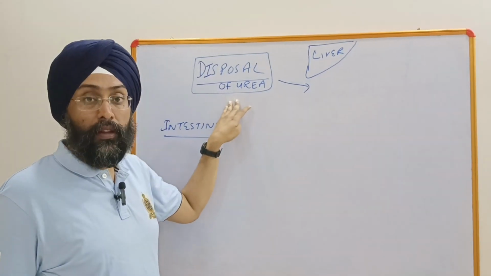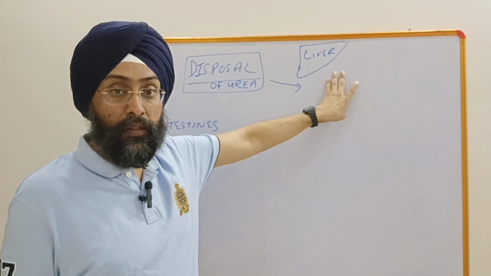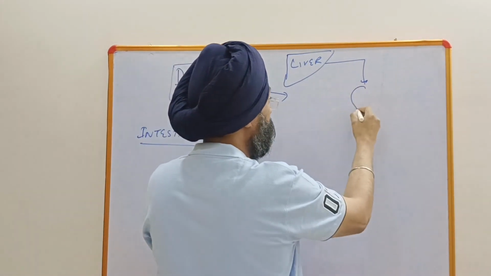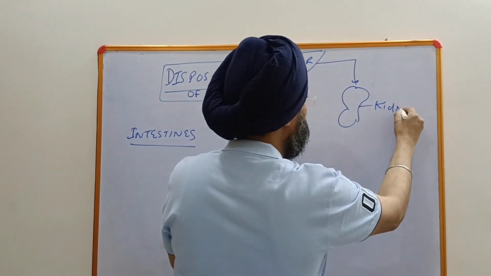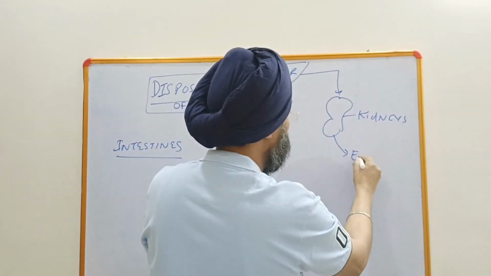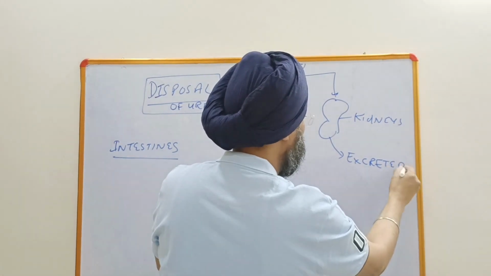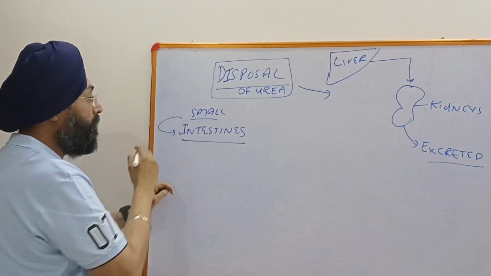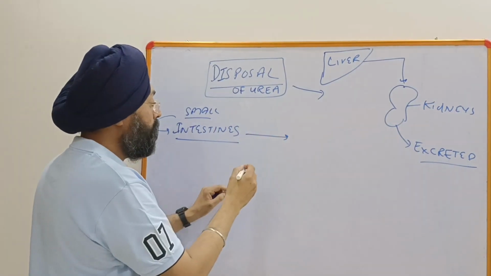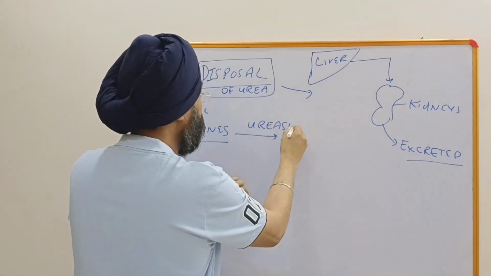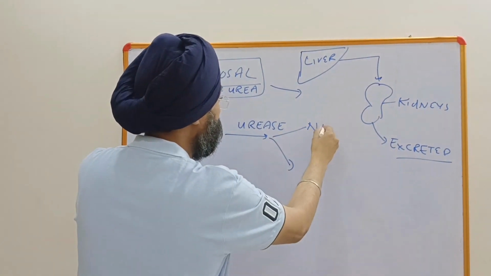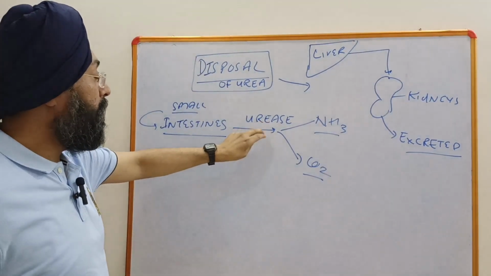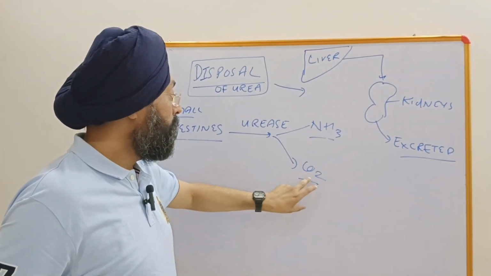Now we will start with disposal of urea from the body. We already know that urea is produced in the liver from the previous section. Now the urea produced in the liver is transported to kidneys, right? And from here it is excreted out of the body, right? And a very small amount may also enter the intestine, right? From here, the enzyme urease acts on the urea to form ammonia and carbon dioxide, right? So if a small amount enters the intestine, it will be acted upon by urease enzyme to form ammonia and carbon dioxide.